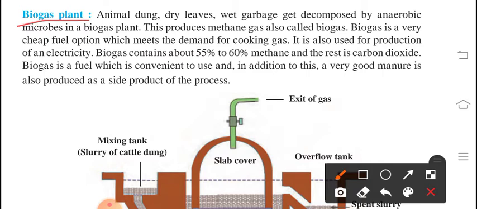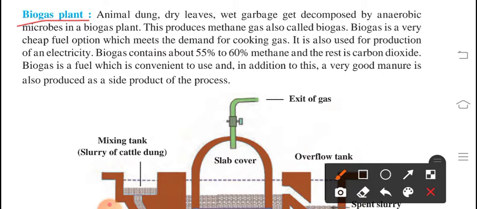What is biogas? Animal dung, dry leaves, wet garbage get decomposed by anaerobic microbes in a biogas plant. This produces methane gas, which is called biogas. Biogas is a very cheap fuel option which meets the demand for cooking gas. The methane present in biogas is the same methane present in our cooking gas. It is also used for production of electricity.